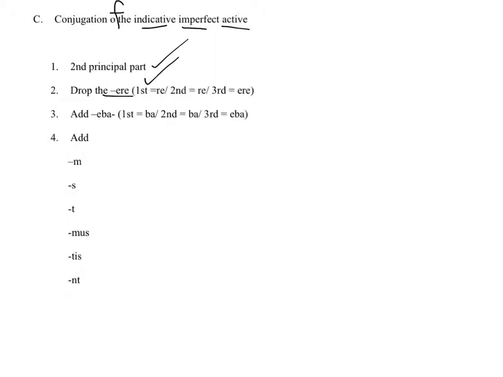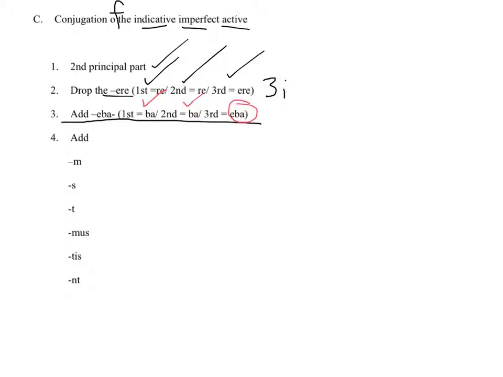Again, for the first conjugation it's RE. For the second conjugation it's RE. For the third conjugation, just like last time, it's ERE. This will be the same pattern in this lesson when we get to the third I conjugation. You drop the ERE. And then you add EBA. For the first conjugation, you just added BA. For the second conjugation, you just added BA. For the third conjugation, you add EBA.